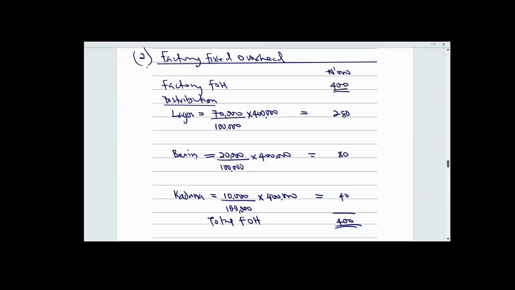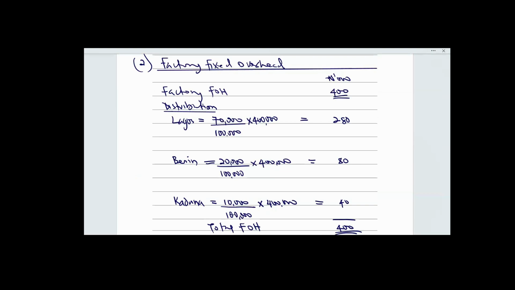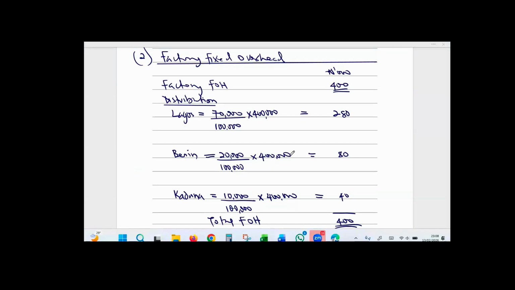So that is the basis upon which you are going to share the fixed overhead of 400,000. Yes, sir. So my question is, the factory variable overhead that was 140% of direct wages, is it there in the question? Examiner told you, in the first table, factory variable overhead is 140% of direct wages. That's what the examiner told you to do.